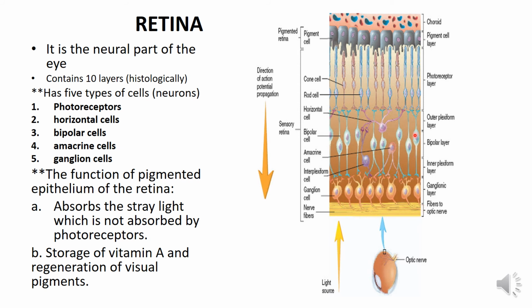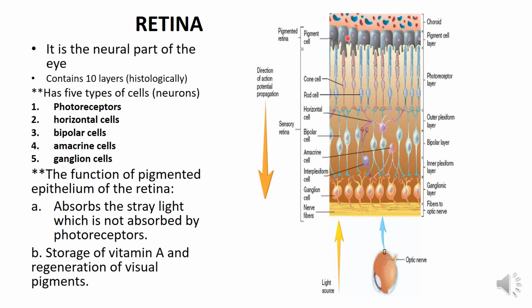And this type of cells, the blue one, is called bipolar cells. And these cells are the photoreceptor cells. So the light coming to the retina will go through all these layers until it reaches the photoreceptors. The photoreceptors will absorb the light. The extra amount of light which is not absorbed by the photoreceptors will be absorbed by this layer, the pigmented layer.